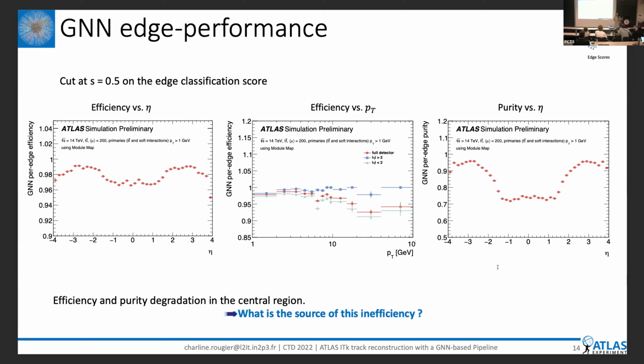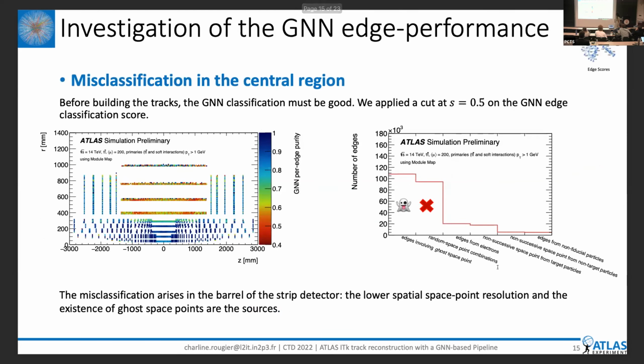So the first thing that we start looking at is where and what does this degradation in the central region occur. And the answer is it occurs because of this misclassification that we get in the central region. So here you get the RZ per edge purity, and you see that most of the impurity came from the strip barrel regions here. And another thing that we have looked at is what is the origin of all this impurity?